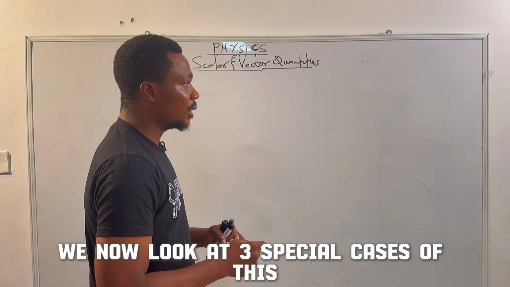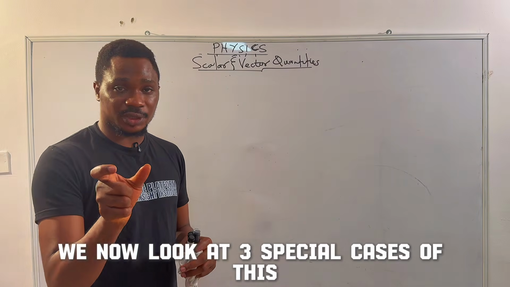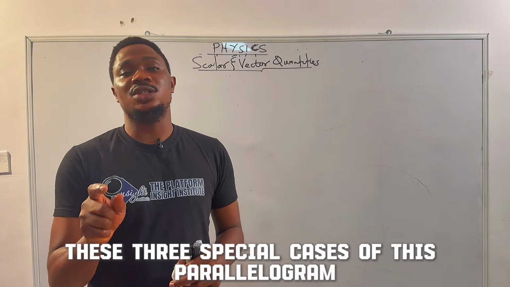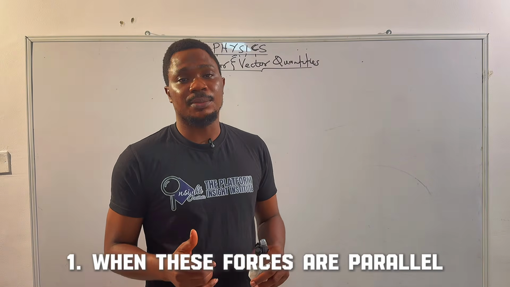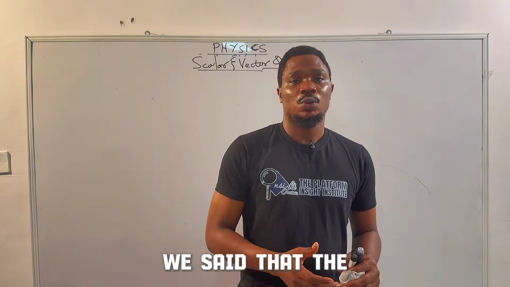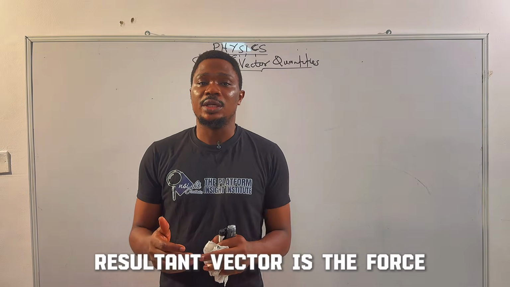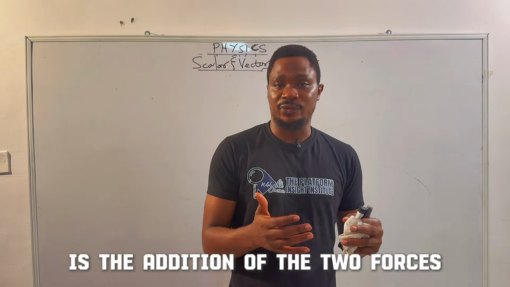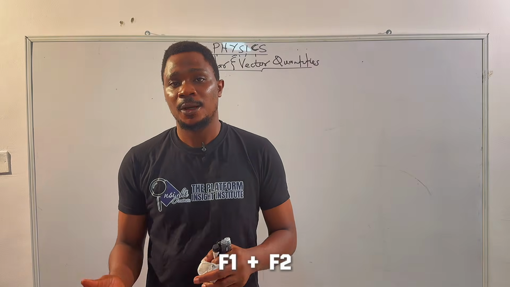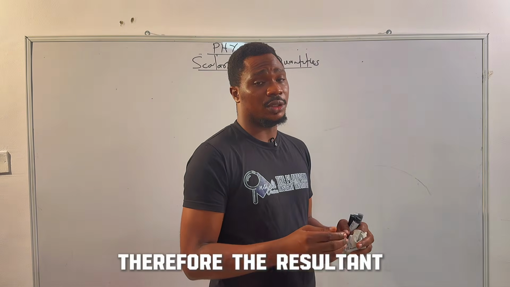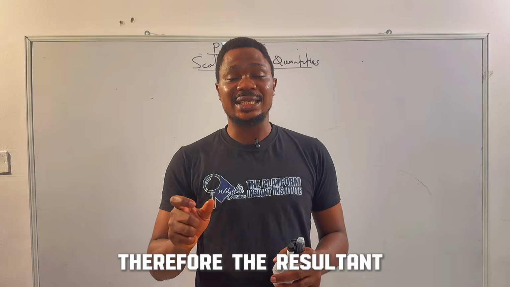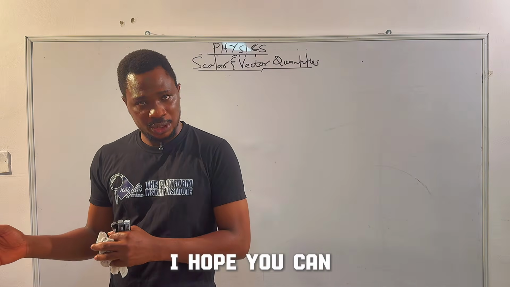From there, we looked at three special cases of the parallelogram law of vectors. Number one, when these forces are parallel, moving in the same direction, the resultant vector is the addition of the two forces, F1 plus what? F2. At this point, the angle between the two vectors is what? Zero degrees. Therefore, the resultant is maximum. I hope you can remember that.